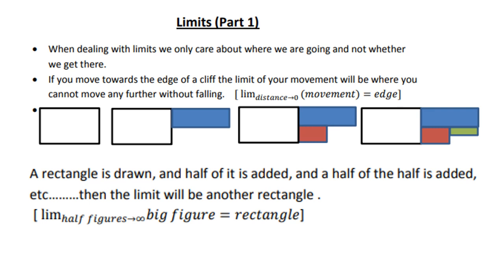Look at the third bullet. I've started off with a rectangle, and in the second shape I add half of the previous. In the third diagram, the red one is half of the blue, and so on. So in the second drawing, the blue is half of the white, the red is half of the blue, the green is half of the red, etc. Can you picture what's going to happen here? If I draw more of these rectangles, it will start to move towards an enclosed rectangle. Can you see? So the limit of this shape will be another rectangle. Mathematically, the limit of the big figure, as all the half figures approach infinity, as you add half of half of half of half, the limit will be a rectangle. It will never go beyond a rectangle, but its limit will be a rectangle.